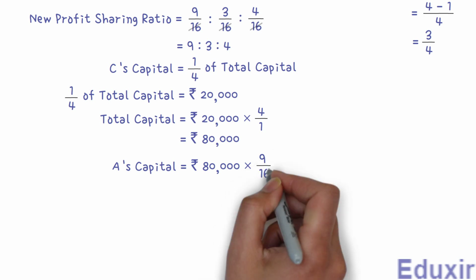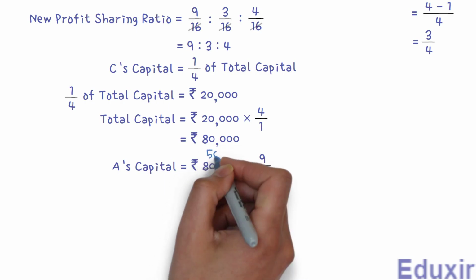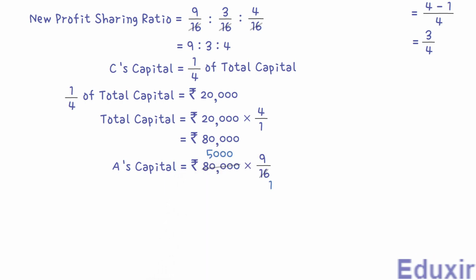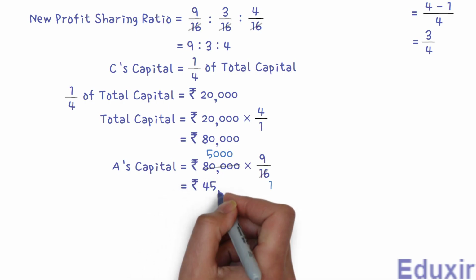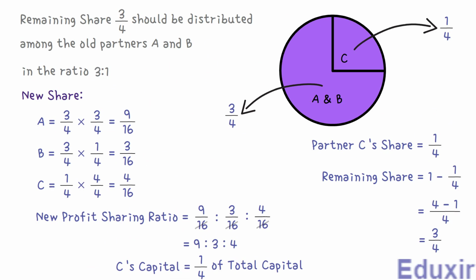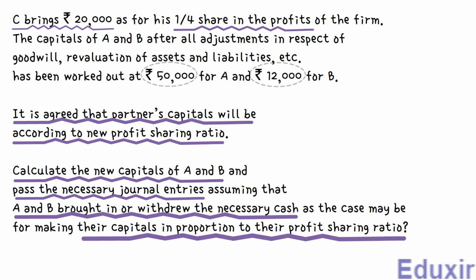Cancelling with 16, 16 ones are 16, 5,000s are. Now, if we multiply the remaining 5,000 rupees and 9, we get 45,000 rupees. Now it is given in the problem that after all the adjustments, the capital of the partner is 50,000 rupees. But as per the profit share proportion, the capital of the partner should be 45,000 rupees.